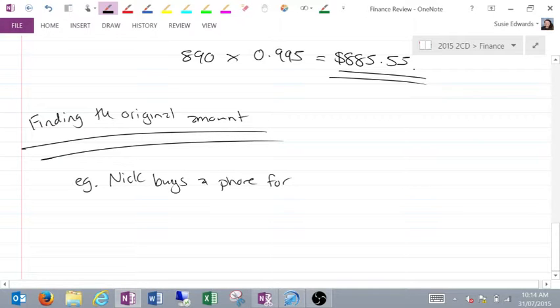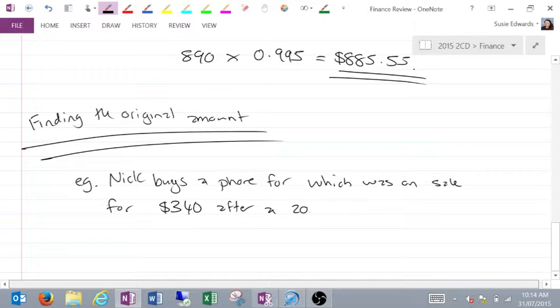Get it? All right. Nick buys a phone which was on sale for $340. No, after 20% discount. How much did it cost before the sale?